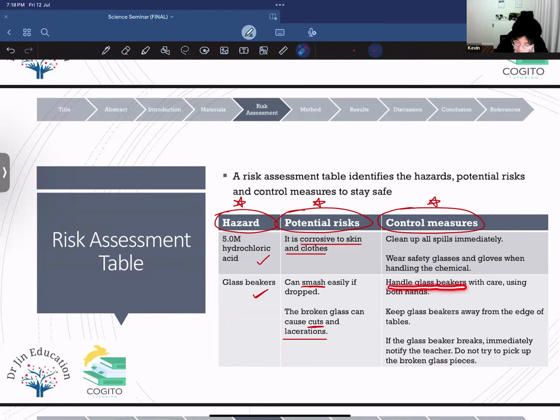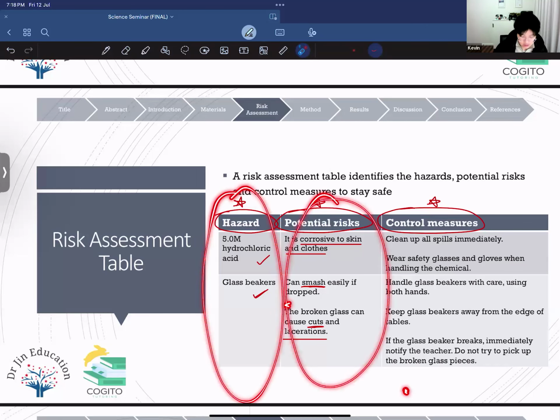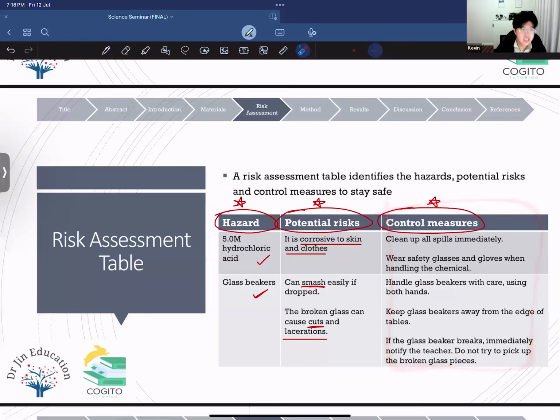You handle glass beakers with care using both hands. You keep glass beakers away from the edge of the table, so keep it towards the center. If the glass beaker breaks, immediately notify the teacher or an adult. Do not try to pick up the broken glass pieces. So as you can see, it's pretty logical: the hazard, what may happen with the hazard, and how to deal with it.